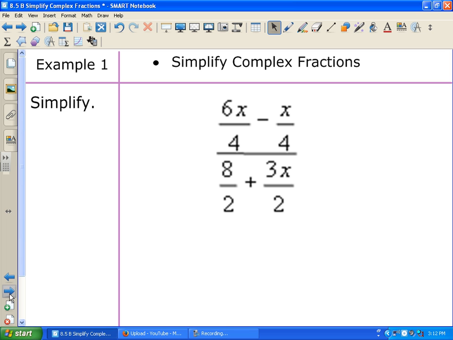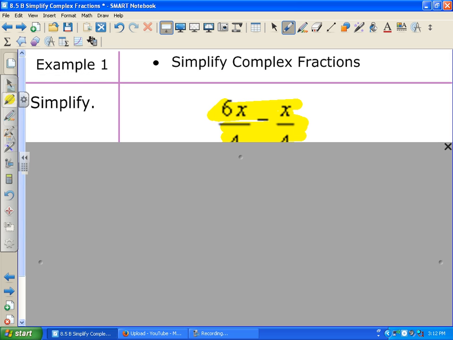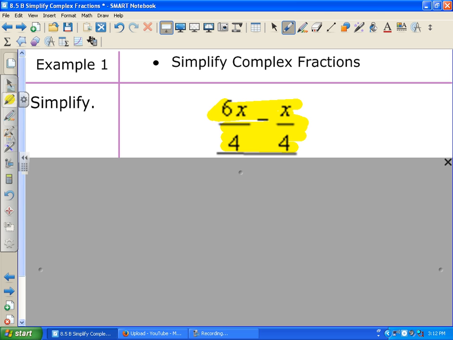Here's what they're going to look like. We have 6x over 4 minus x over 4 divided by 8 over 2 plus 3x over 2. Again, we've really got fractions up top divided by fractions on the bottom. So the catch is, remember that we're going to simplify the top first. In this problem, I'm just going to look at that part: 6x over 4 minus x over 4. Simplify the top. That's what I'm talking about. Simplify the numerator right here.